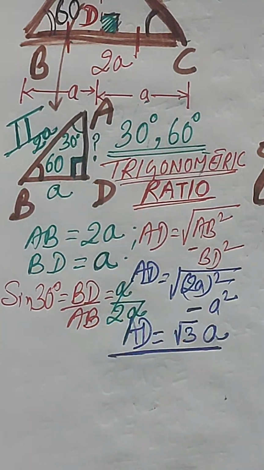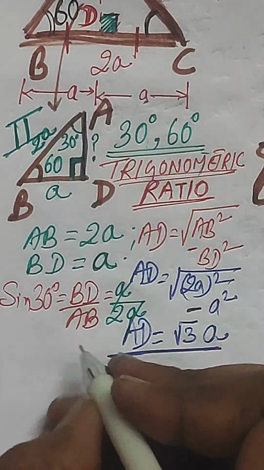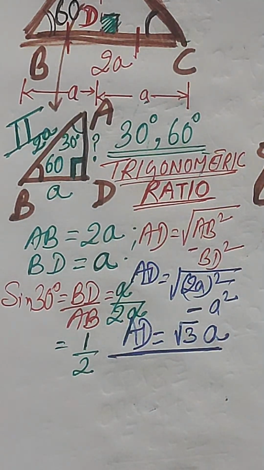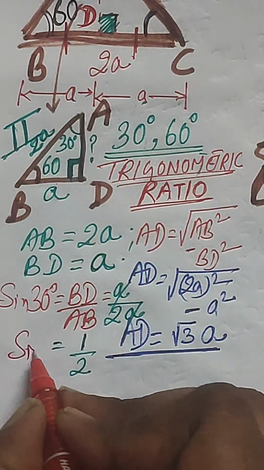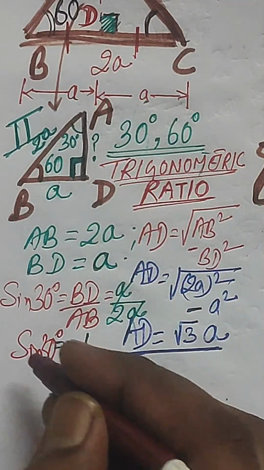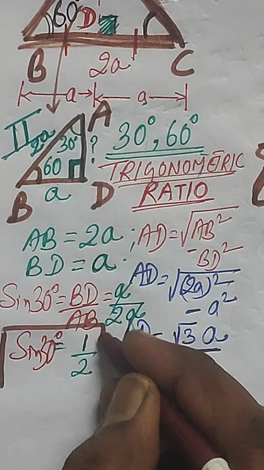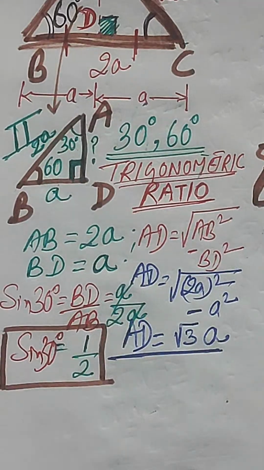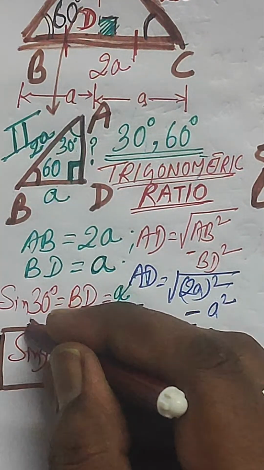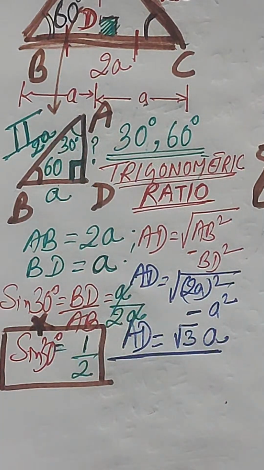A will be cancelled out, and in this way we get the value of 1 by 2 for sine 30 degree. So students, how these values are coming, you understand? Though we need to remember, we need to understand also how these values are coming. So in this way we have calculated sine 30.